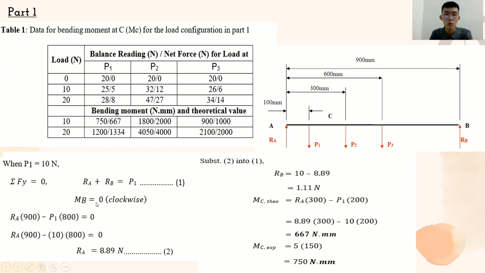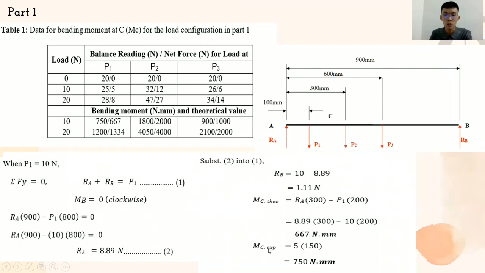For the moment at point B equal to 0, we can get RA equal to 8.89 Newton from the calculation above. So this is equation 2. After this, we substitute equation 2 into equation 1, so we will get RB equal to 1.11 Newton. To calculate the moment at point C for the theoretical value, we can use the calculation as shown, and we get the value of 667 Newton millimeter for the theoretical value.